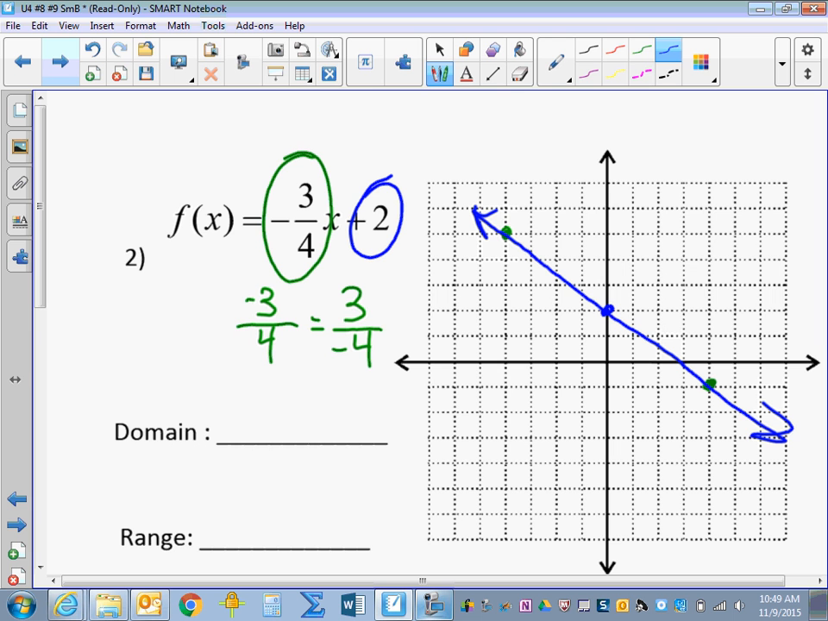All right, again, my line is going up and down forever, to the left and to the right forever. So what's my domain? All real numbers. What's my range? All real numbers. All right, questions on that?